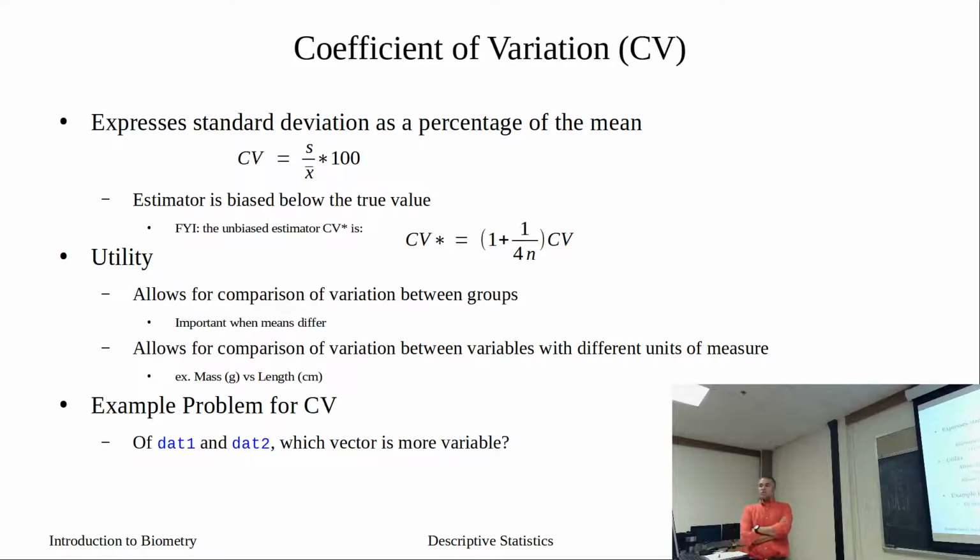Sometimes we want to know which variables, which measurements, are more variable. So is wing length or tarsus length more variable? You'd be tempted to just compare the variance or the standard deviations. But that's really not the right way to do things. All right? So here's an example of why.